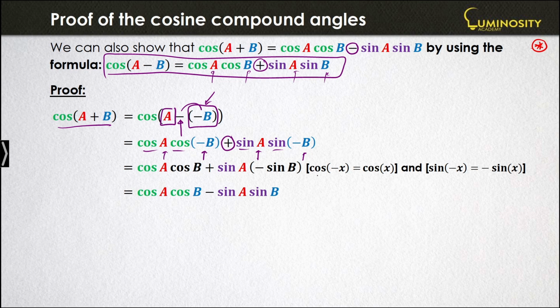Now, cos of negative B is cos B, from the even trig identity for cos. And sine of negative B is negative sine B, because of the odd trig identity for sine. So simplifying, cos negative B becomes cos B, and sine of negative B becomes negative sine B. Cleaning all this up, we have cos A times cos B. Now, this negative sign, if you're multiplying a positive by a negative, it becomes negative. So it's negative sine A times sine B. So we've proven that cos of A plus B is cos A cos B minus sine A sine B.